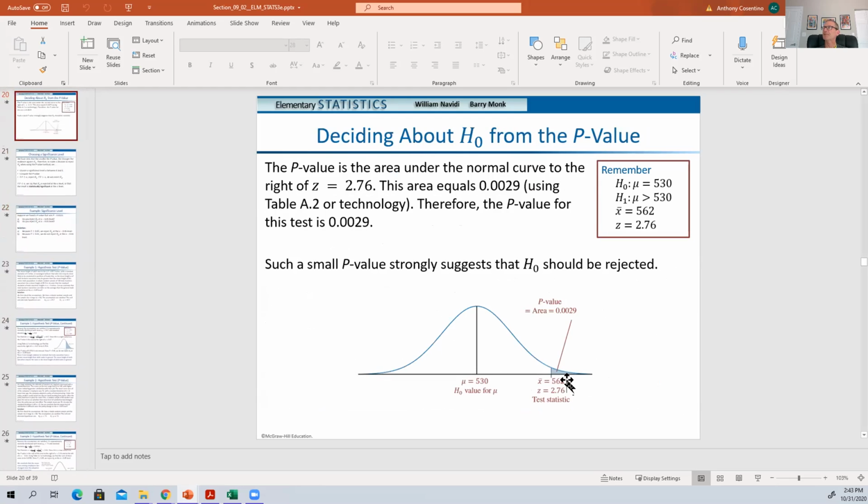Oh, that is the right slide. Sorry. So here we go. And you can see that that p-value is less than 1%, right? About 0.3% for the calculation.